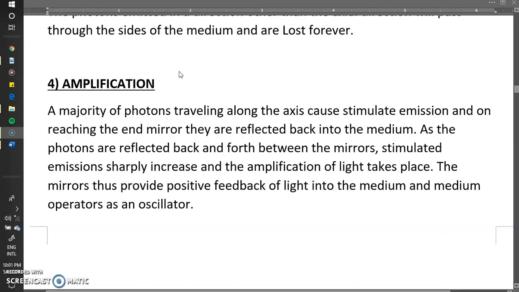Next, we'll see amplification. The majority of the photons traveling along the axis, that is the optical axis, cause stimulated emission. On reaching the end mirror, they are reflected back into the medium. The photons are reflected back and forth between the mirrors, the stimulated emissions sharply increase, and the amplification of light takes place. The mirrors thus provide positive feedback of light into the medium, and the medium operates as an oscillator.